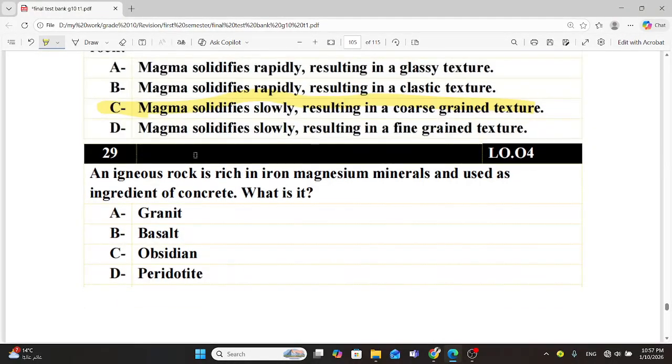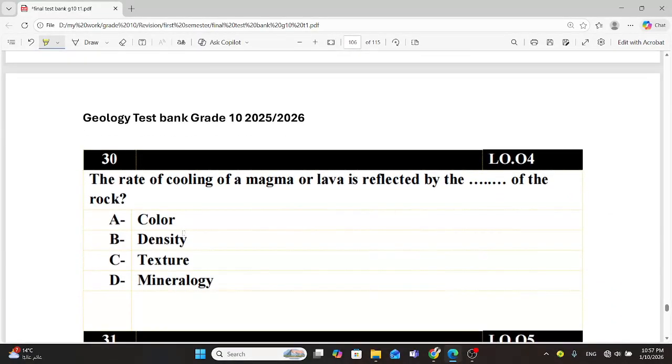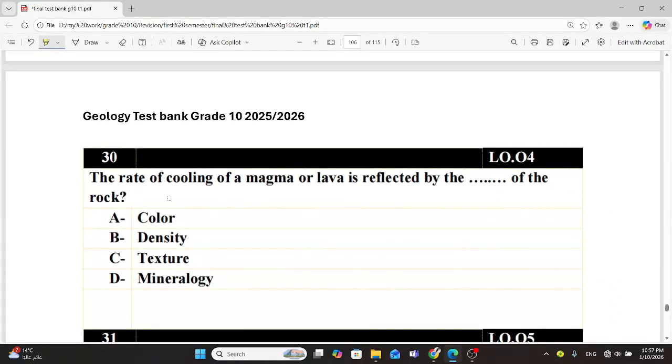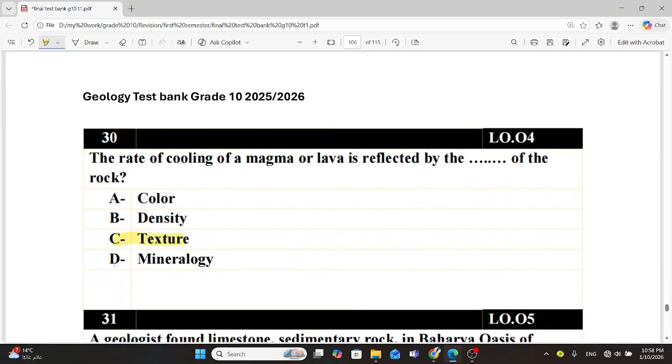An igneous rock is rich in iron magnesium mineral and used as ingredient of concrete. What is it؟ granite basalt obsidian peridotite؟ لا البازلت. The rate of cooling of magma or lava is reflected by the texture of the rock.